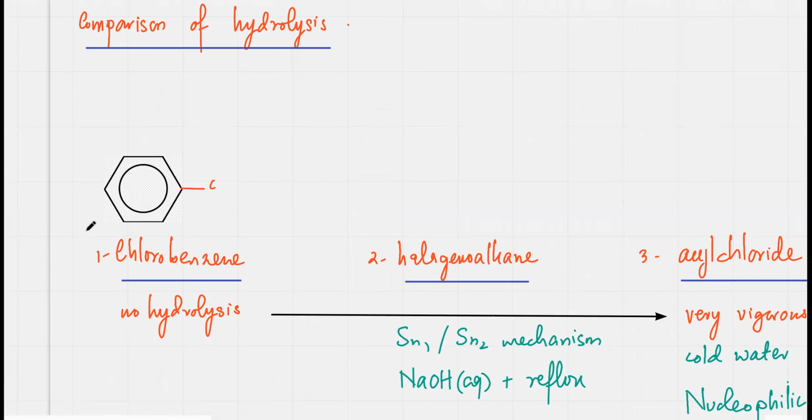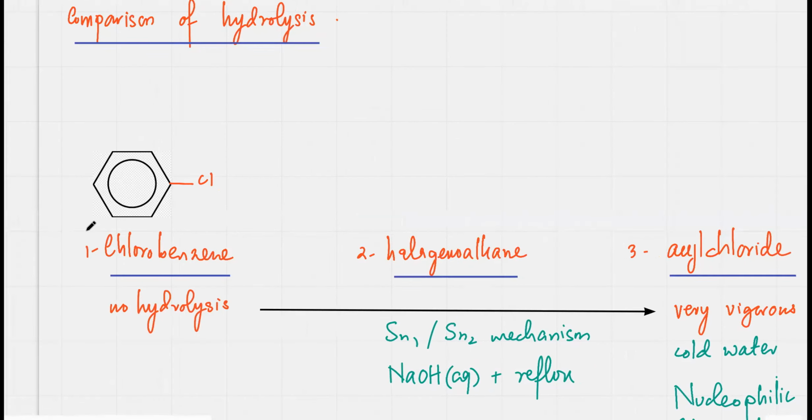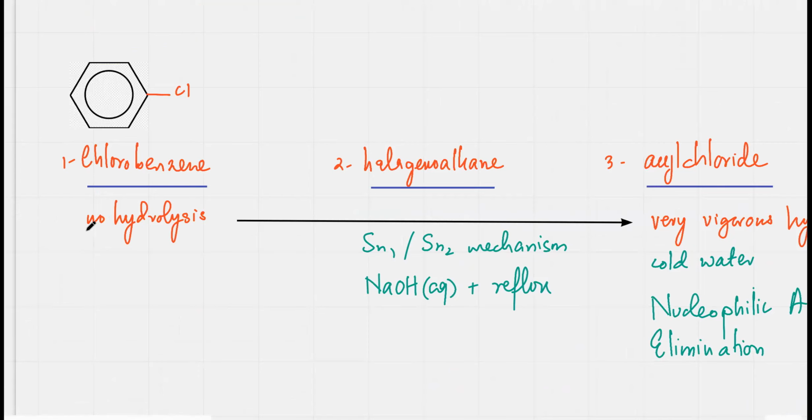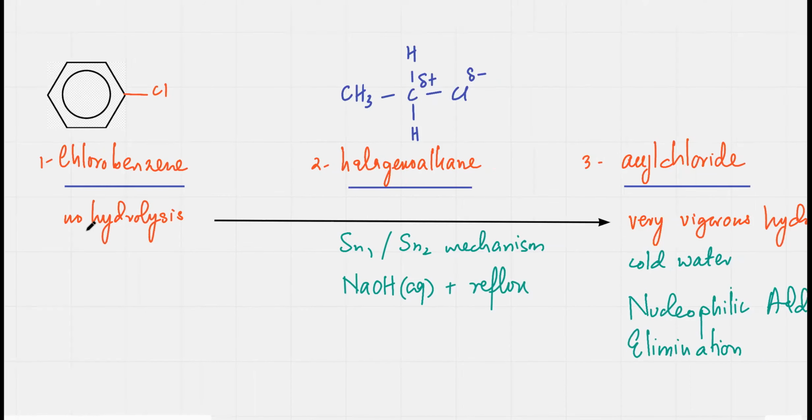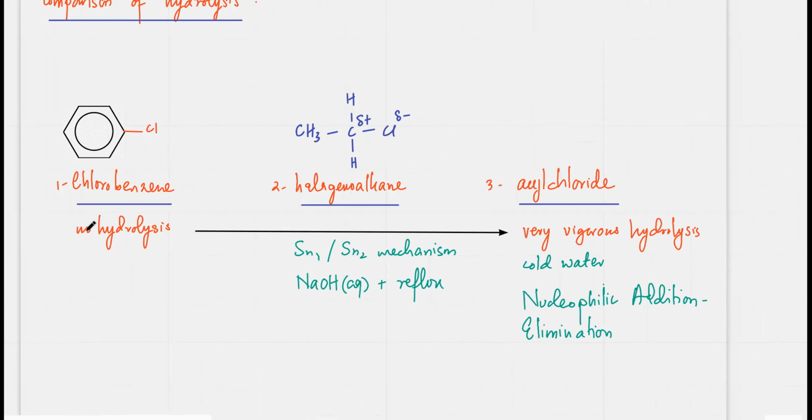Remember, the first one has absolutely no hydrolysis, no reaction with water. The second one is your normal halogenoalkane that you studied in AS. What's a normal halogenoalkane? It could be a primary or a secondary halogenoalkane. It's going to have a halogen attached to a carbon chain, and it's going to be a polar bond. Carbon would be partial positive, Cl would be partial negative. We're going to go over this once more in a lot more detail.